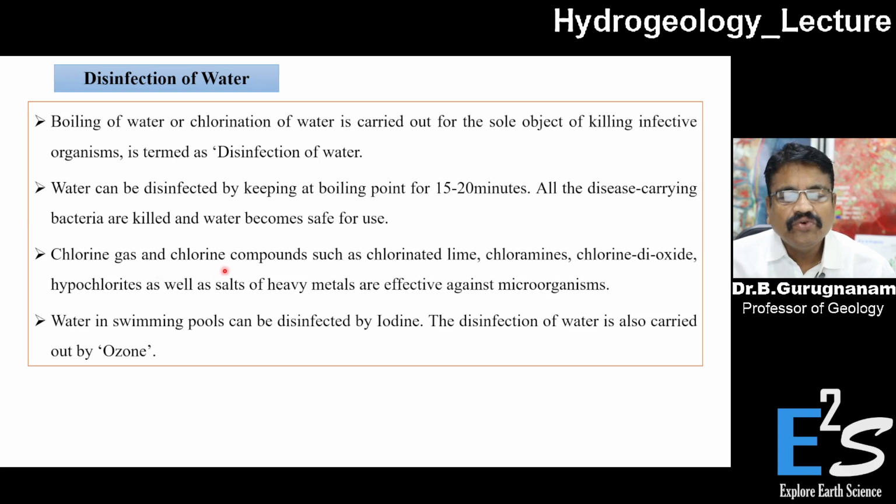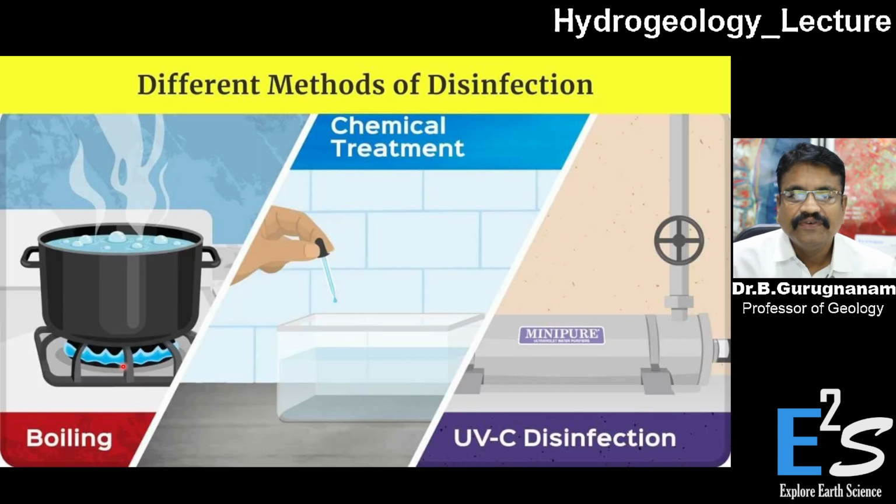The chlorine gas and chlorine compounds such as chlorinated lime, chloramines, chlorine dioxide, hypochlorite, as well as salts of heavy metals are effective against microorganisms. Water in swimming pools can be disinfected by iodine. The disinfection of water is also carried out by ozone. Let's be very careful on using this. Different methods of disinfection: you have a boiling method, you have a chemical treatment, and you have an ultraviolet C disinfection procedure.